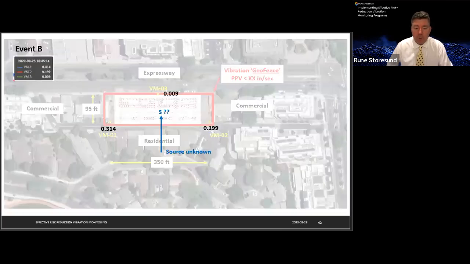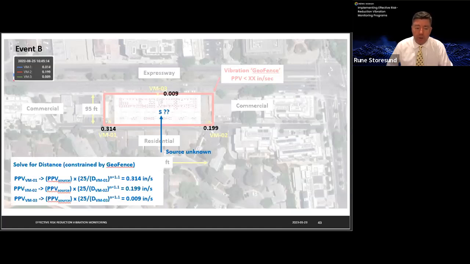So here's another example. Now we're looking at event B. But for this example, we're going to back calculate the location and the magnitude of the event B source. We recorded a PPV of about 0.3 at VM01, a PPV of about 0.2 at VM02, and a PPV of about 0.01 at VM03. And as we talked about on the previous slide, I'm going to interpret VM03 as a defective monitor. This is one of the nice features of having multiple devices on a site. If there's some sort of problem with one of the devices, you still have 2 remaining devices you can use for your evaluation.